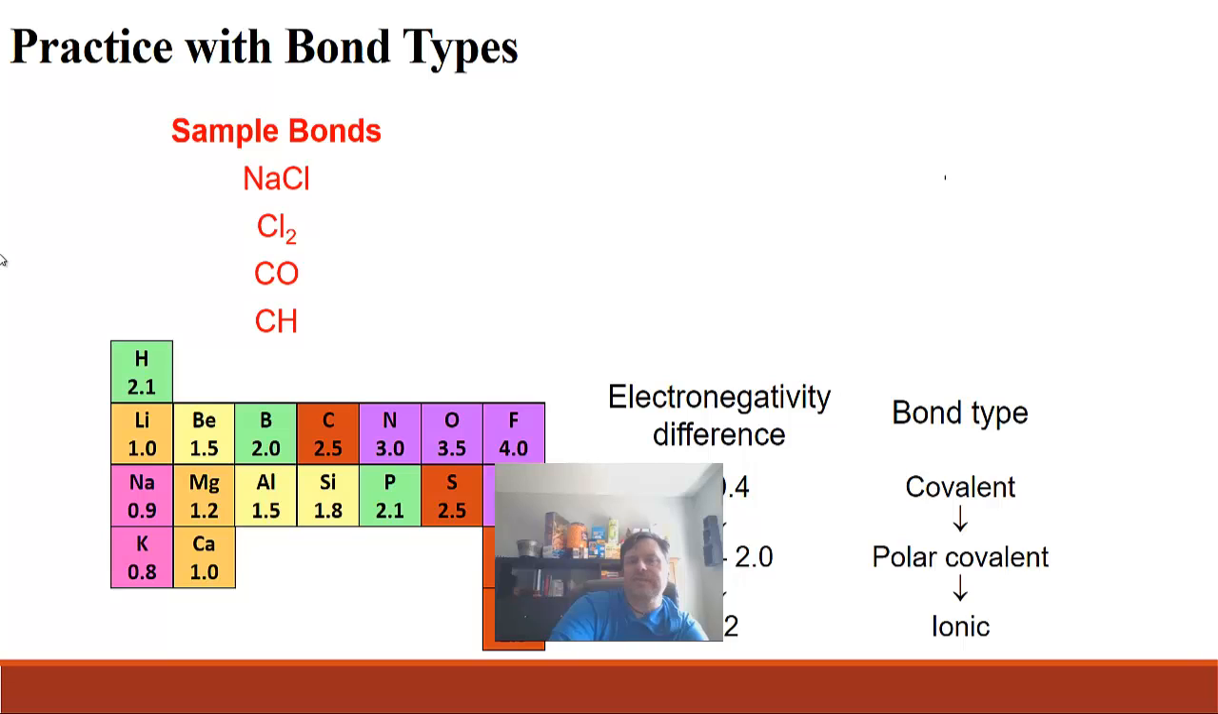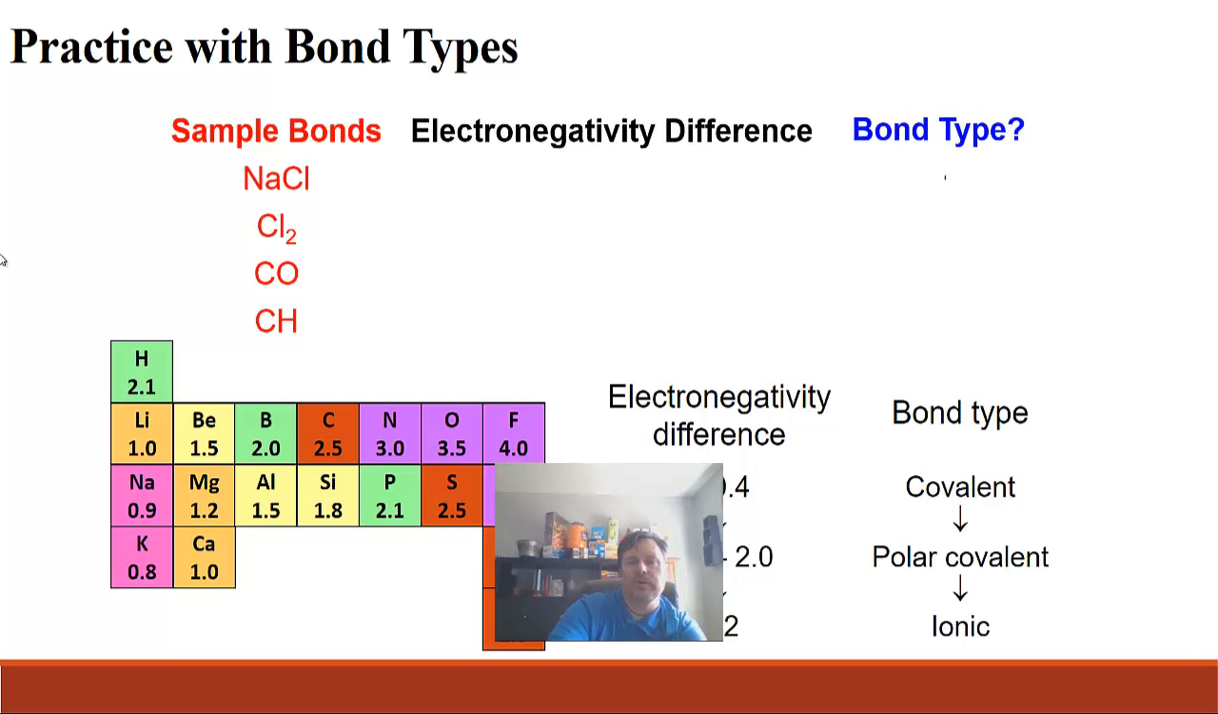If we have a sample bond, let's say sodium and chlorine, we can look at the electronegativity difference. Here's sodium at 0.9. Here's chlorine at 3. So what's our difference? 2.1. Okay, so 2.1, that's definitely in the ionic. Also, we know we have a metal and non-metal.